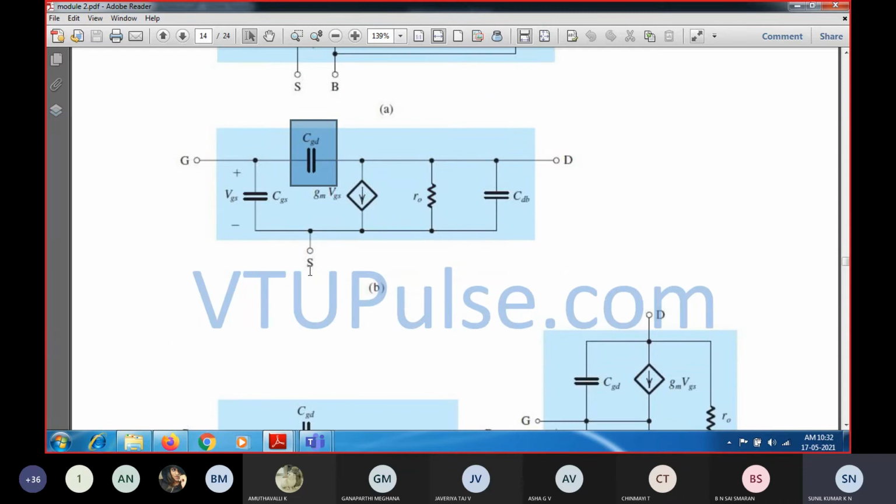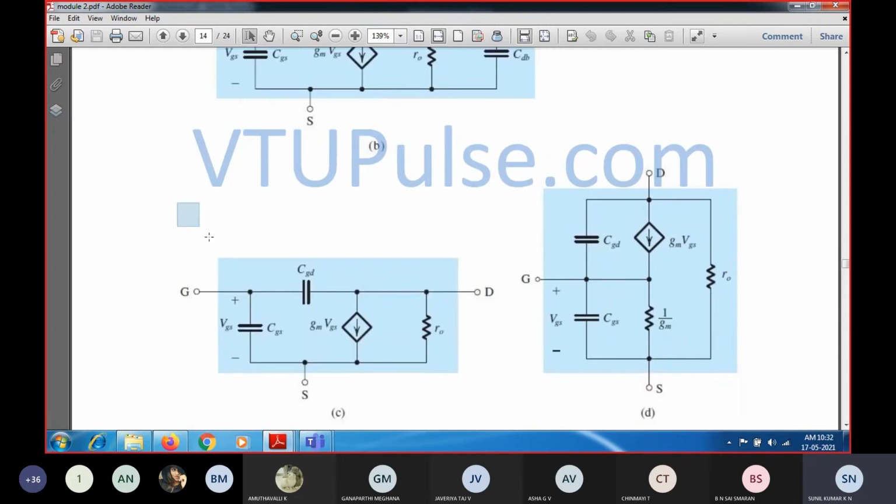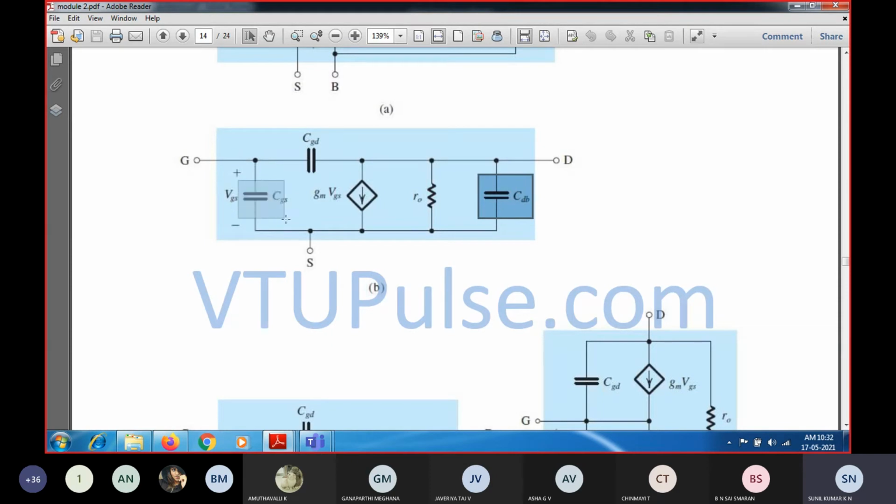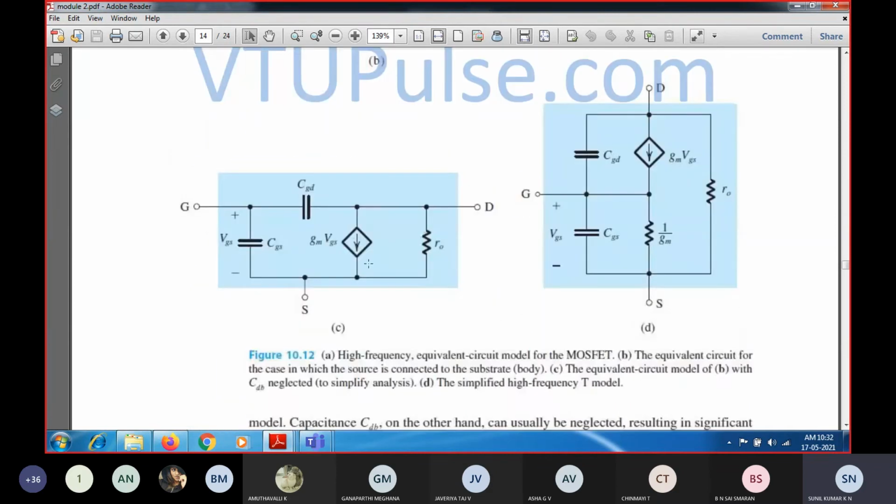And now the modification in this is there, this is the final equivalent circuit of the high frequency. In this, the drain to body capacitance is also not going to affect too much at high frequency. So because of which you are going to remove this also, and you are going to have only gate to source as well as gate to drain capacitance, a controlled current source, and one finite resistance, in the next figure. So in figure C, you can see the equivalent circuit model of B with the CDB neglected for simplifying the analysis, as they have said.